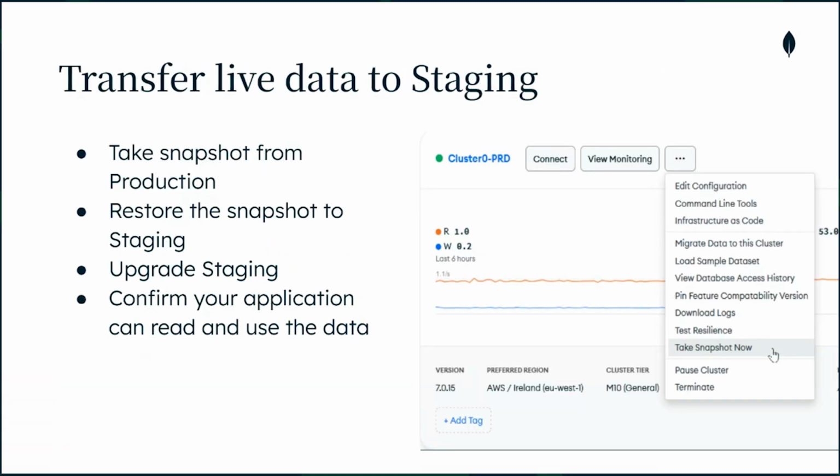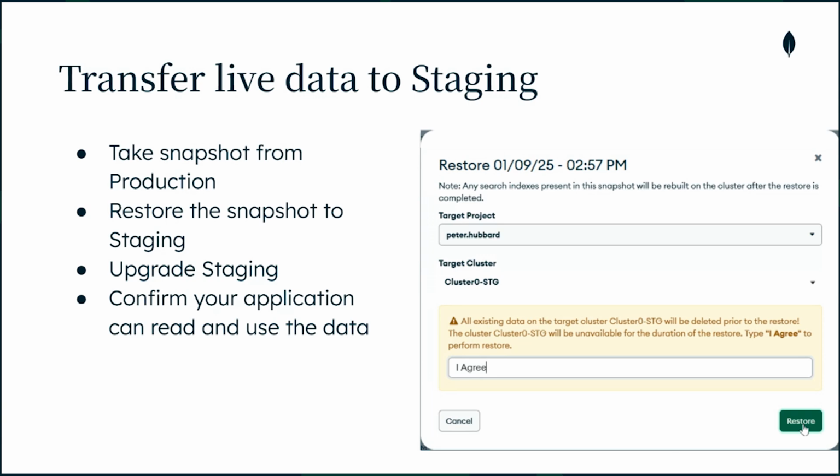We can take advantage of a built-in feature of MongoDB Atlas, which allows us to restore backups to different clusters. In fact, we can take a snapshot of production data and then restore that snapshot to our staging cluster. We can upgrade staging to version 8 and then confirm there that all the compatibility changes have been dealt with. And note that you can restore your data to any cluster in any project in any organization that you manage under MongoDB. The only limitation is that if it is a sharded cluster, then the source and target clusters must have the same number of shards.